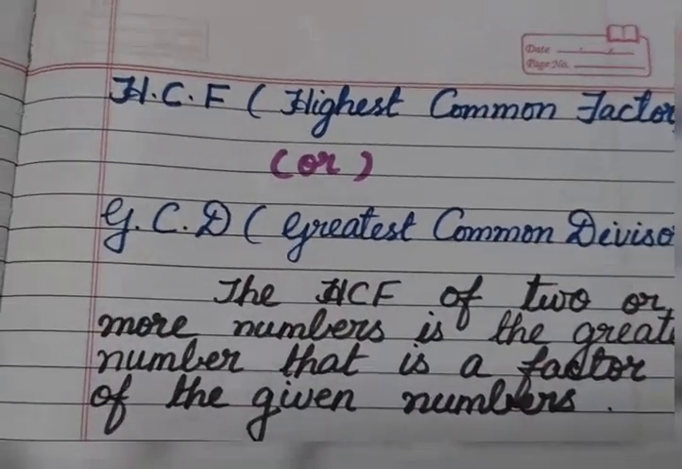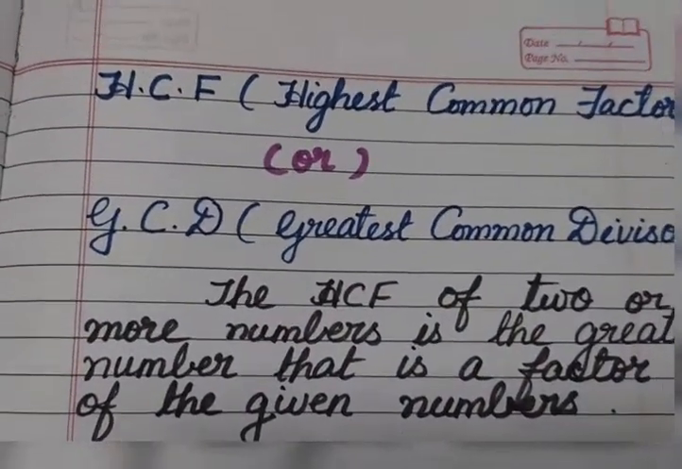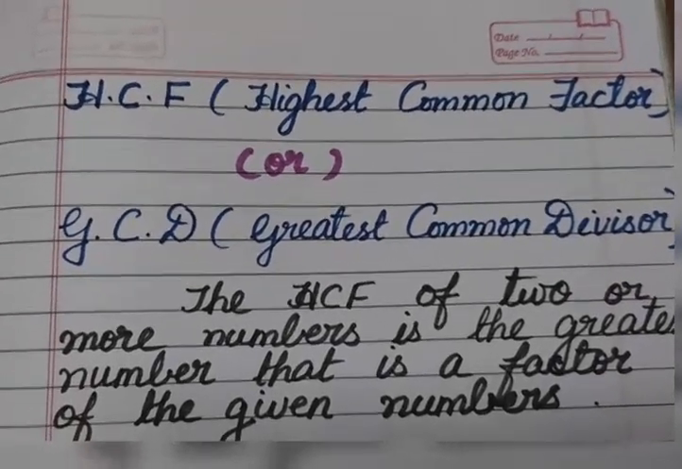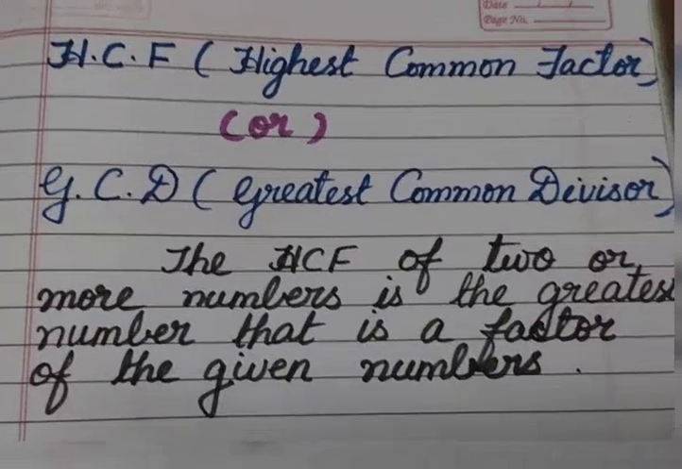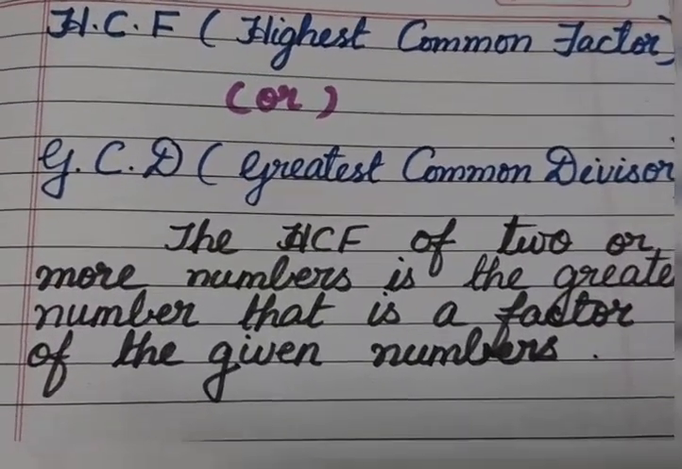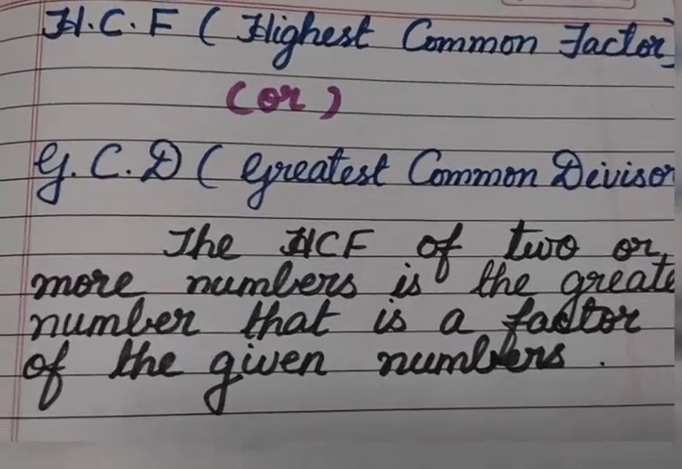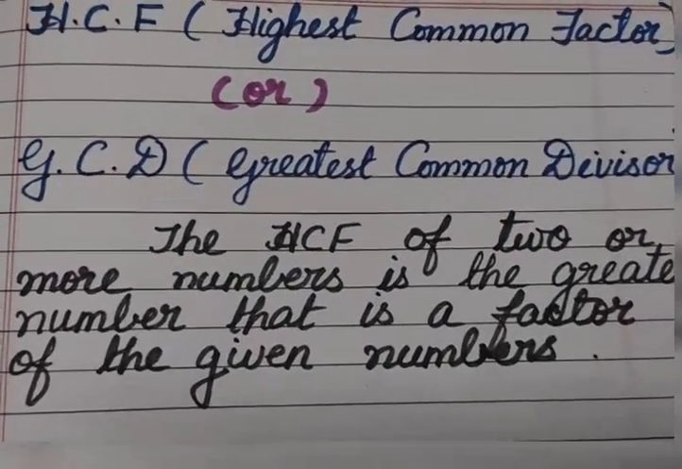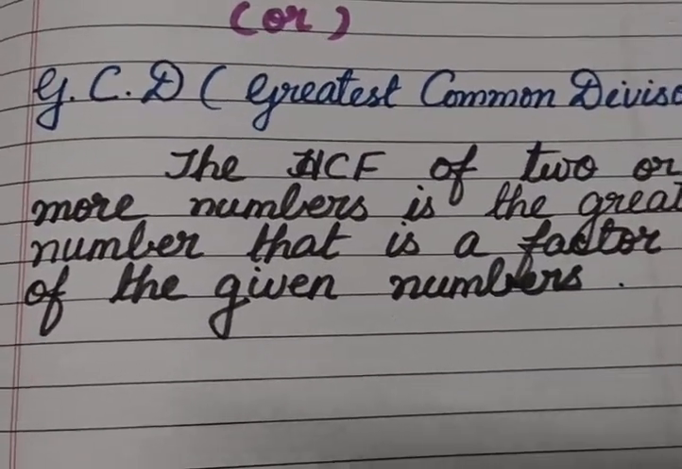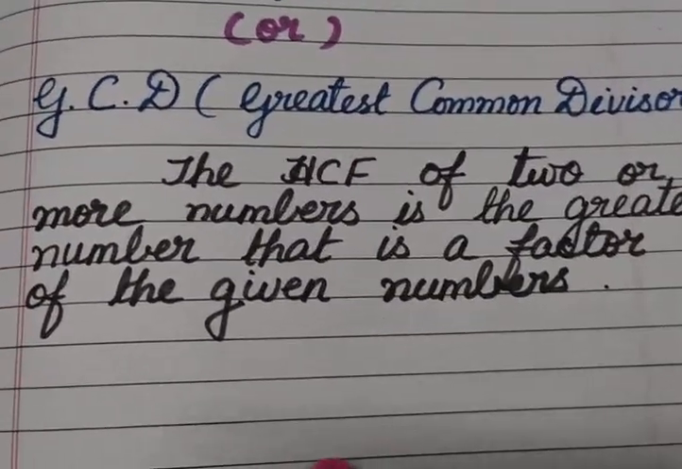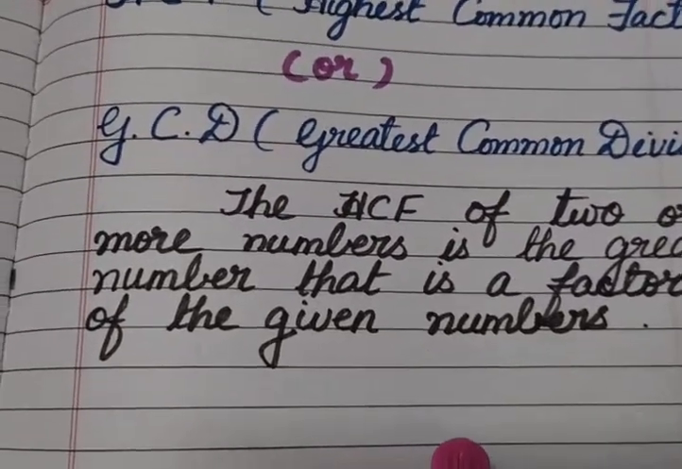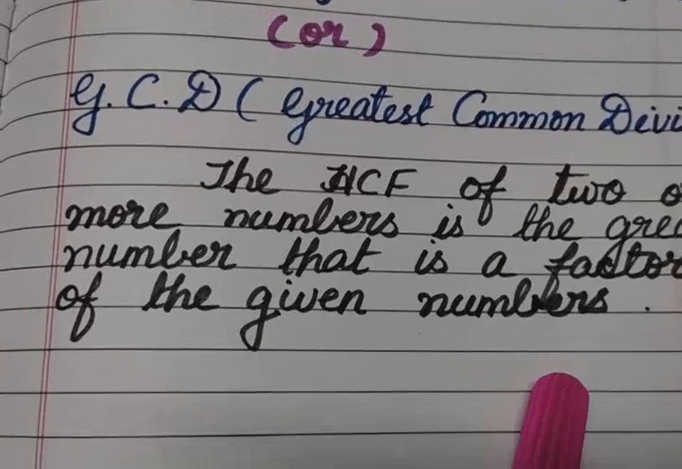Highest common factor, HCF, otherwise known as GCD, greatest common divisor. Okay children, what is HCF? The HCF of two or more numbers is the greatest number that is a factor of the given numbers. As the name suggests, the HCF of two or more given numbers is the largest factor that is common to all.